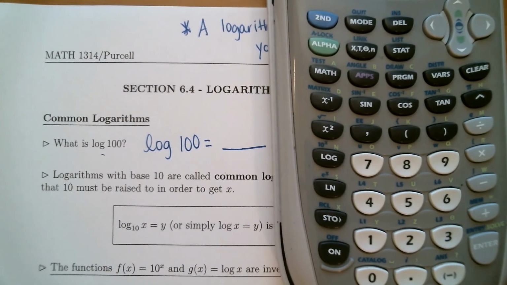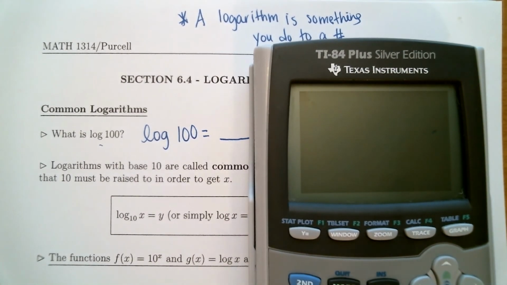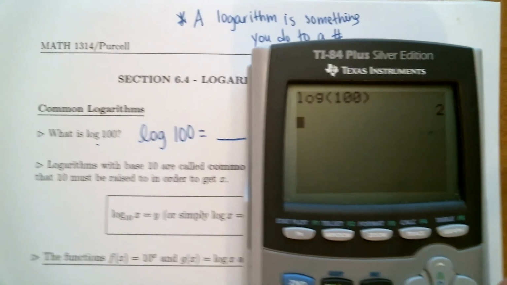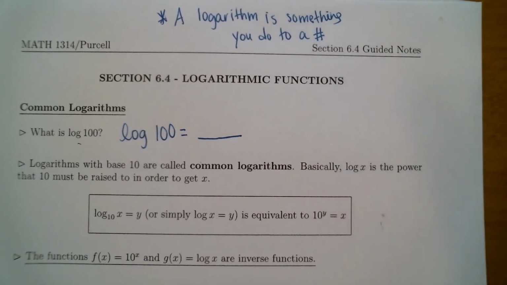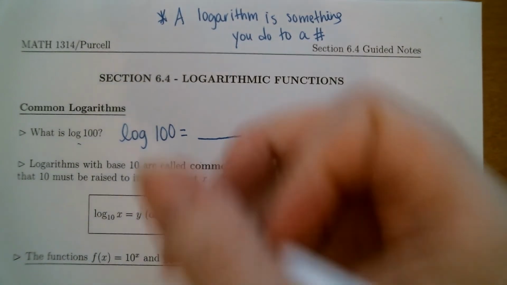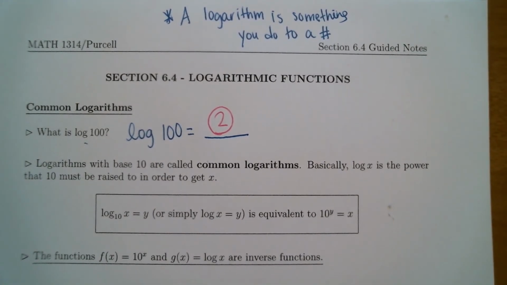So if we need to know what this is, and we've never seen this before, all you're going to do is hit log of 100, and it's going to tell you that the answer is 2. Like I said, the answer was going to be a number, and it is. So the answer is 2. That's the answer. So how would I know how to do this without a calculator? Well, here's the deal. Here's what a logarithm is. Let me show you the next page, page 2 of the notes.